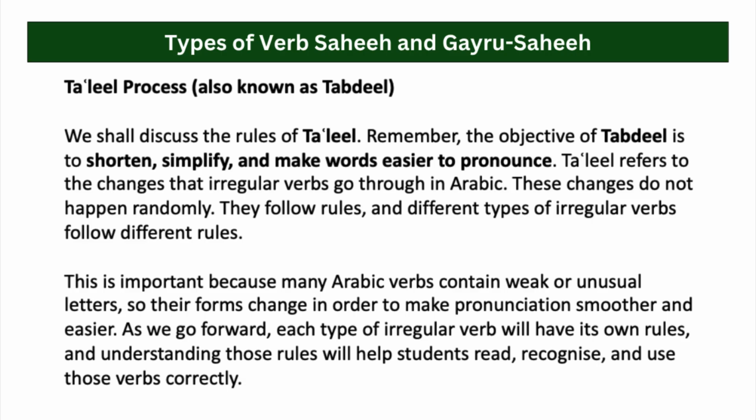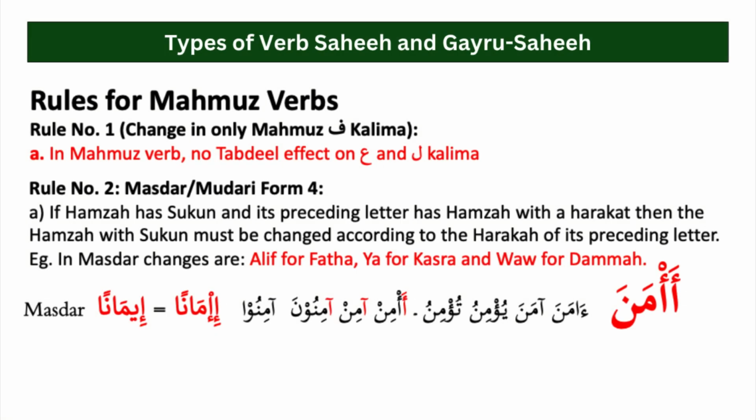So the big lesson of this slide is this. Before learning detailed rules, students must know the families. Some verbs are regular, some are hamzated, some are weak, and some are doubled. Once that map is clear, the detailed changes of each family become much easier. So the memory line so far is, first know the family, then learn the rule. And another helpful line is, Salim is regular, Mahmuz has Hamza, Mutal has weak letters, and Muda'af has doubled letters.